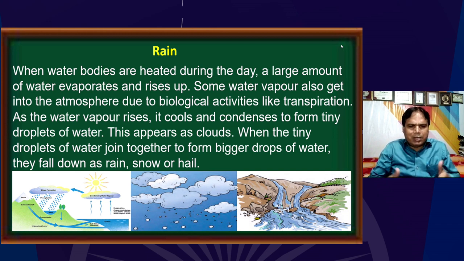So as the water vapor is created in the atmosphere, the water vapor rises, and after some time it cools and condenses to form tiny droplets of water. So this appears as the cloud, and when the tiny droplets of water join together to form bigger drops of water, due to the gravitational pull or due to the weight of the bigger drop, the big water drop falls down as rain, snow or hail that we people have seen.